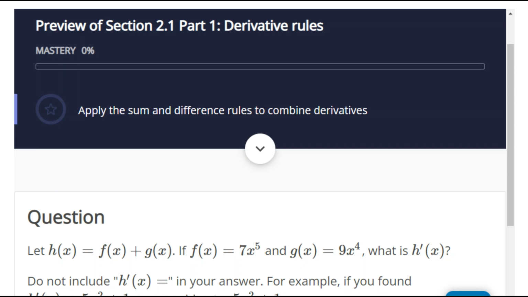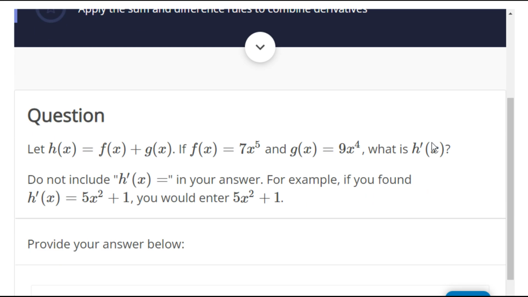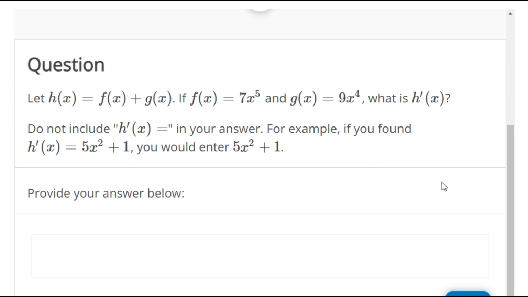Alright, time to do section 2.1, derivative rules. Remember that these rules come from doing the limit of the difference quotient. People had to work very hard to uncover what these rules should be.